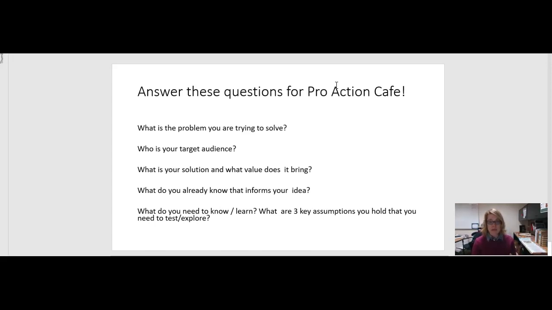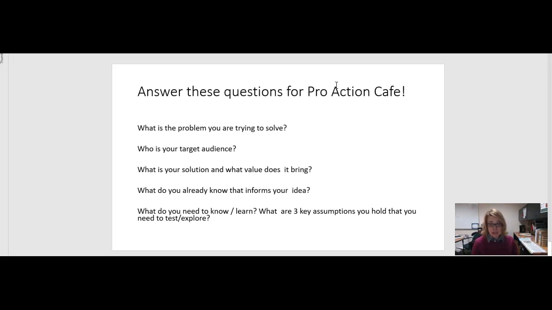what I'd like for you to be able to walk away with next Saturday is to say, okay, I came in with this problem I was trying to solve. Here's my solution. Here's the value that I think it brings. And when you leave, I want you to think, okay, now I need to know more about this aspect. I need to learn more about this aspect.